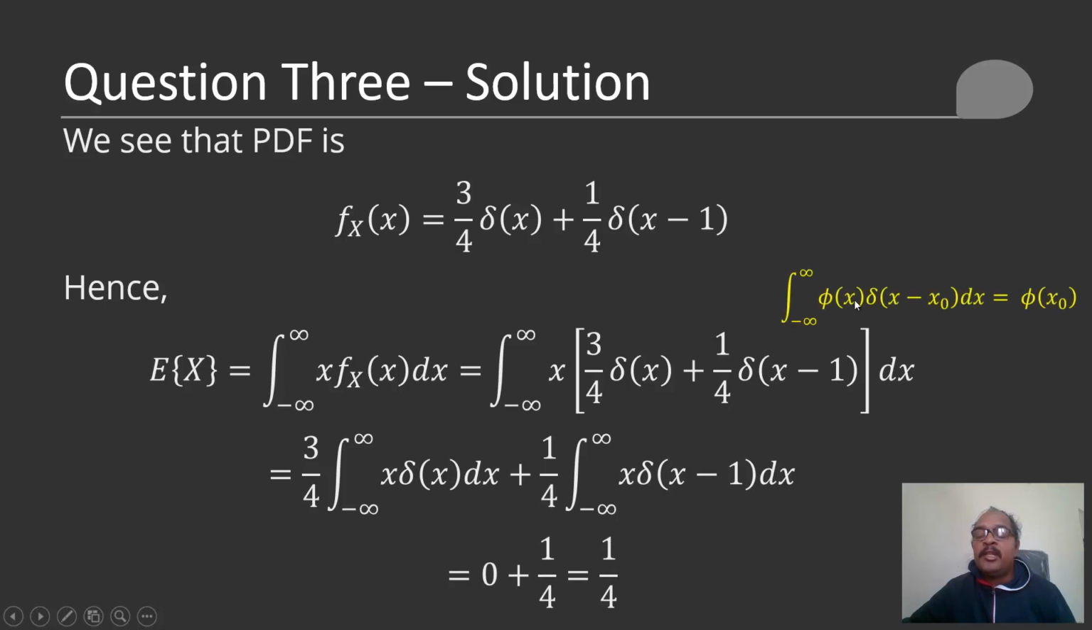We use the definition of the Dirac delta function, which is the integral from minus infinity to infinity of phi of x delta of x minus x naught dx equals phi of x naught. If you look at the first case, phi of x is x and x naught is 0, and hence the first integral would be equal to 0, and by using the same property the second integral turns out to be 1. Hence finally we get the expectation of X to be 0 plus 1 by 4, which is equal to 1 by 4. So hope you have understood this problem. Thank you.